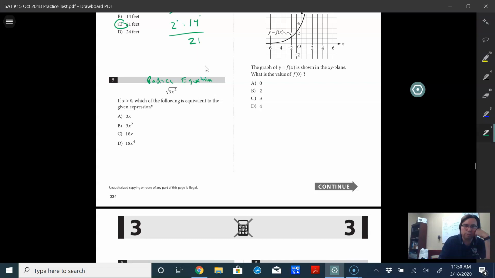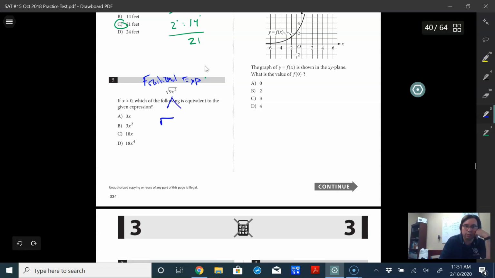Actually, what we really have here, we can kind of split this out. My apologies, it's really not a radical. I mean, it kind of is, but really what we're dealing with here is a fractional exponent question. So one of the things we do is split this out.